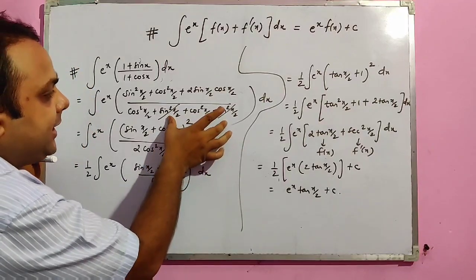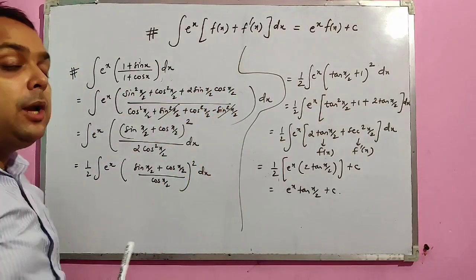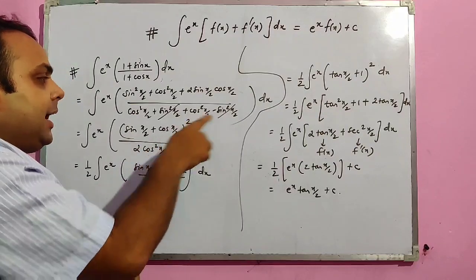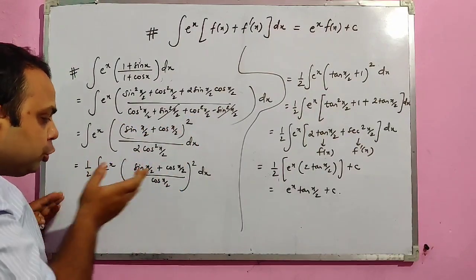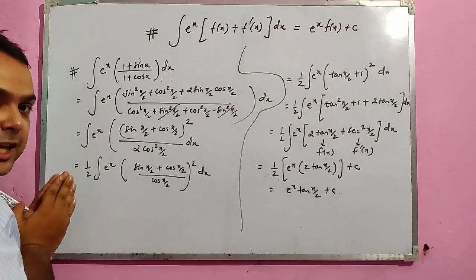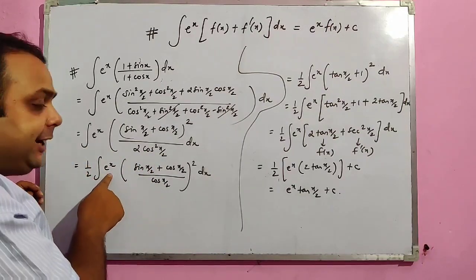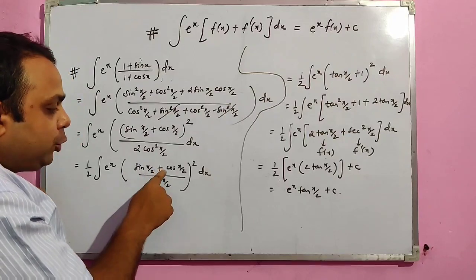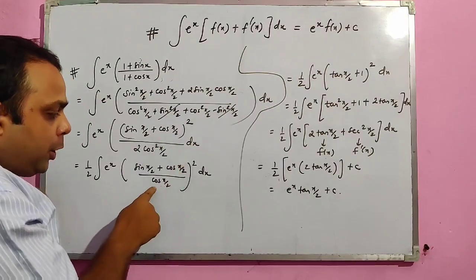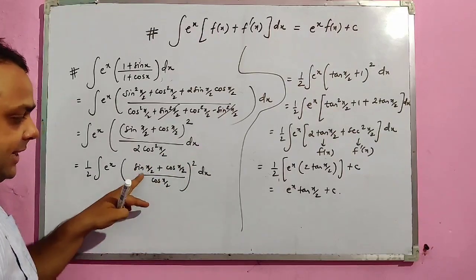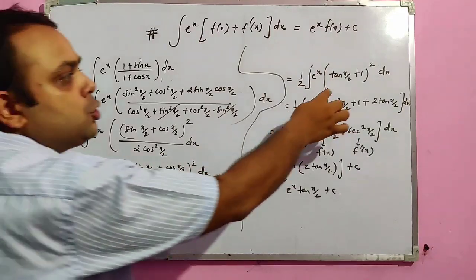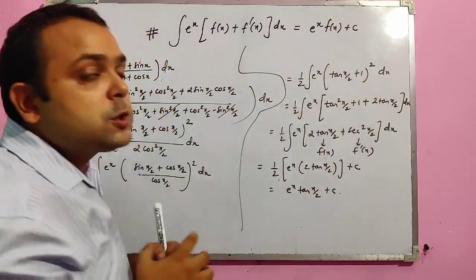Now they are eliminated. In the numerator I got the formula (a plus b) whole square, and in the denominator I got 2 cos square x by 2. Removing this 2 to the outside of the integration, I get 1 by 2 integration of e to the power x times (sin x by 2 plus cos x by 2) whole square upon cos square x by 2. Now dividing that, we get tan x by 2, and this is 1. So I got (tan x by 2 plus 1) whole square.